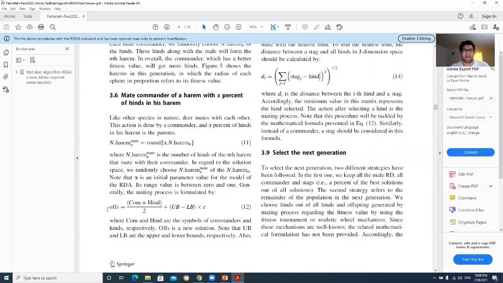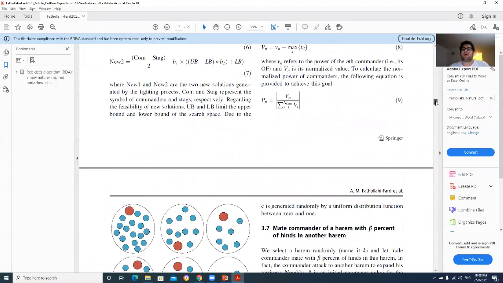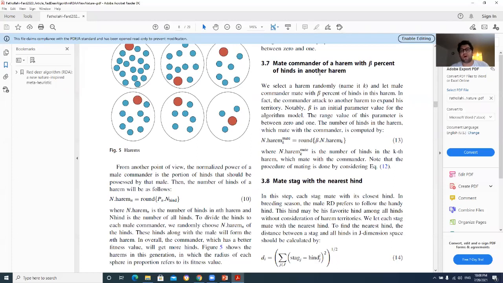The formulation for mating is given in equation 12. The mating process is also done for beta persons in another harem. It means we select another harem randomly, and the commander occupies or attacks this harem and tries to mate with a beta percent of males in this harem randomly. And this creates new offspring.